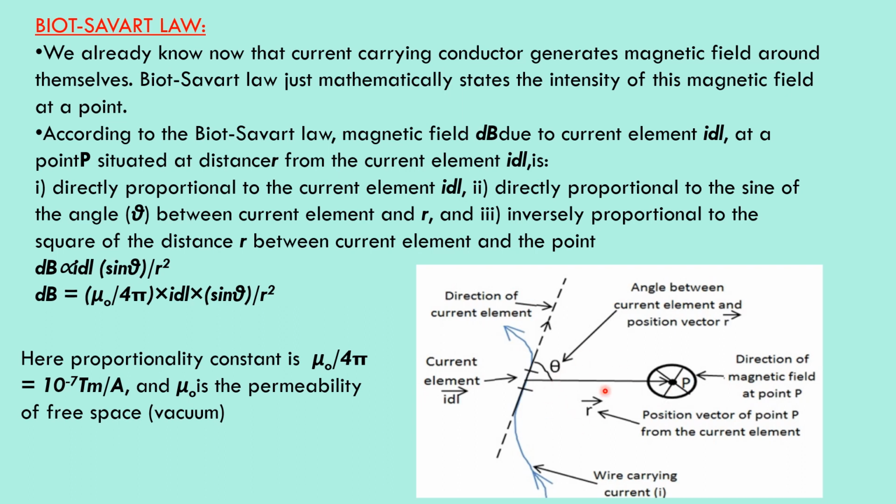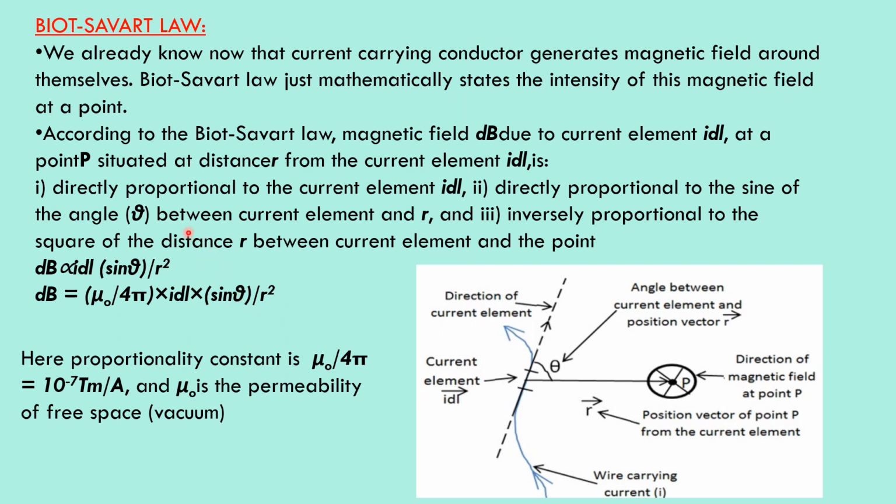How much magnetic field the point P experiences is given by the formula dB equals mu naught divided by 4 pi, times IdL times sine theta, divided by r square. According to this equation, the magnetic field produced at point P is directly proportional to the current element IdL, and directly proportional to the sine of the angle.